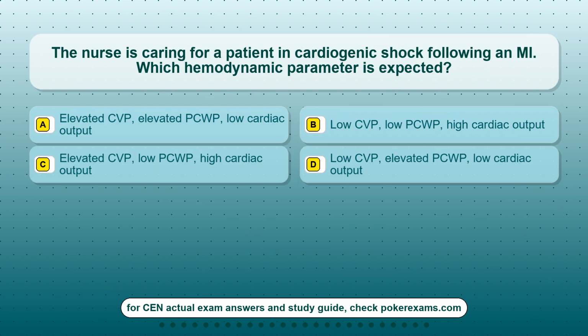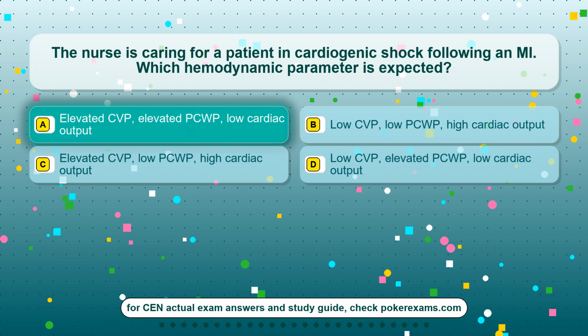Question 25. The nurse is caring for a patient in cardiogenic shock following an MI. Which hemodynamic parameter is expected? Option A, elevated CVP, elevated PCWP, low cardiac output. Option B, low CVP, low PCWP, high cardiac output. Option C, elevated CVP, low PCWP, high cardiac output. Option D, low CVP, elevated PCWP, low cardiac output.